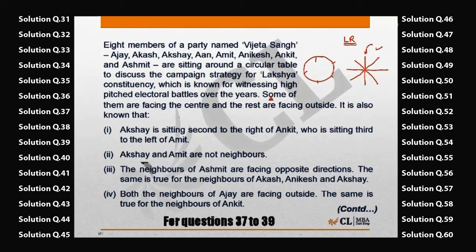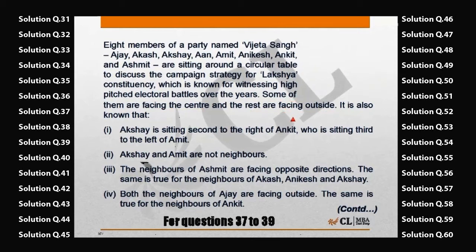Now the second problem in this case, or the biggest problem, is that some of them are facing the center and the rest are facing outside. So this is going to give us a problem in deciding the right and left. If this is facing the center, this will be the right and this will be the left. But if facing outside, the right and left will interchange. This will become the right and this will become the left. So we probably will have to draw 2 or 3 different cases and then eliminate the ones which do not satisfy all the conditions. Let's see how to solve this question.